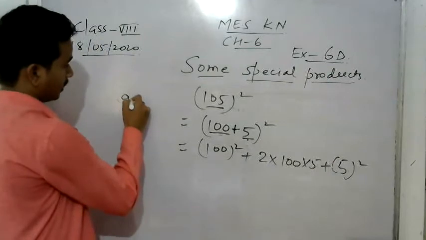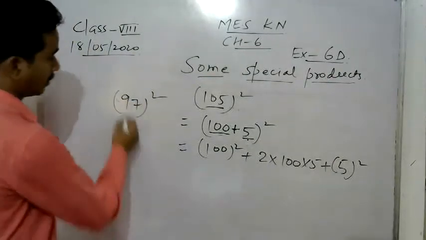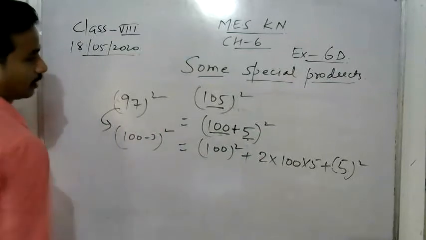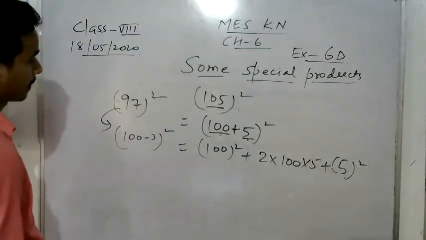Suppose 97 square was given. So you can write 97 as 100 minus 3 whole square and solve it.